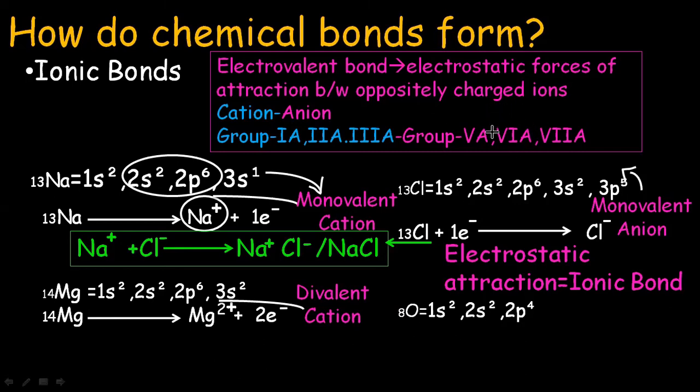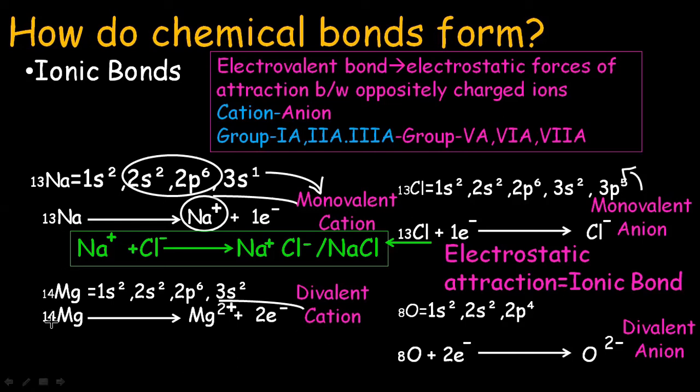Now let's talk about the anion of group 6A. Oxygen belongs to the group 6A because it contains 6 electrons in its valence shell. When oxygen absorbs 2 electrons, it will get the electronic configuration of neon. This equation is representing the absorption of 2 electrons by oxygen, and oxygen will become O2 negative. As it contains 2 negative charge, it is a divalent anion.